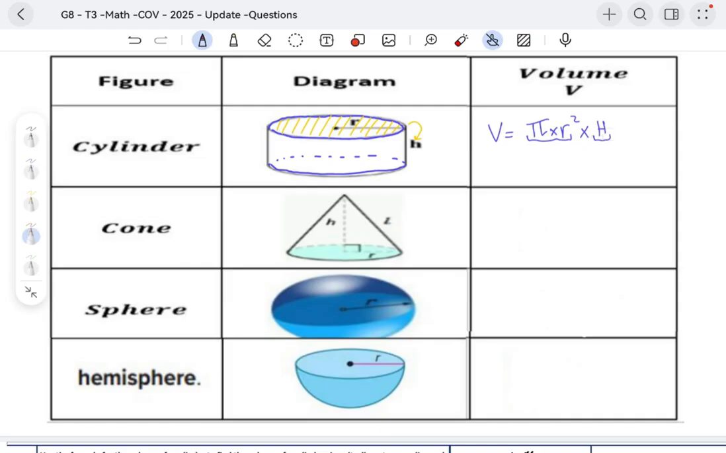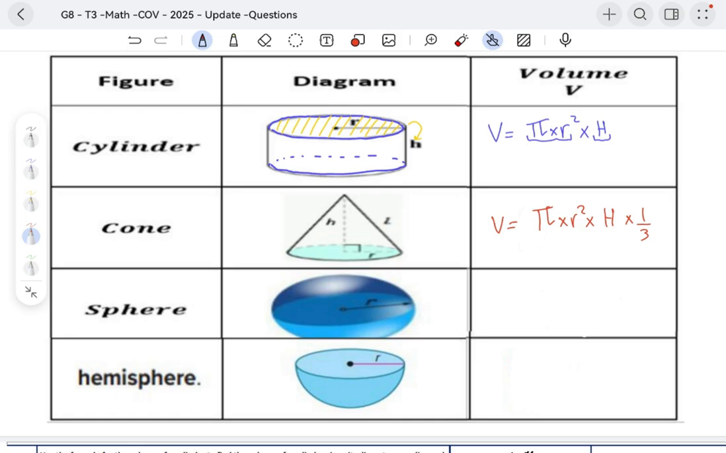Now for the cone, the volume for the cone is 1/3 the volume of the cylinder. So we're going to use the same formula, pi times the radius squared times height, and then we're going to multiply it with 1/3, because the volume of the cone is 1/3 the volume of the cylinder if we have the same radius and the same height.